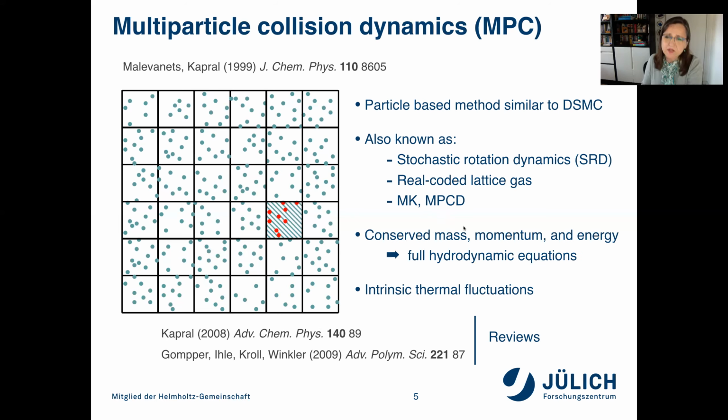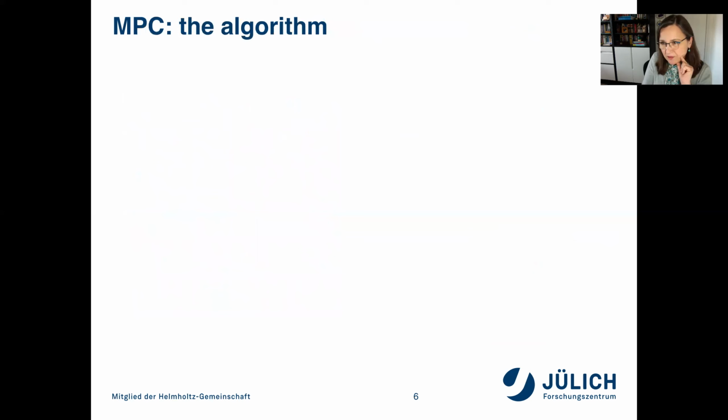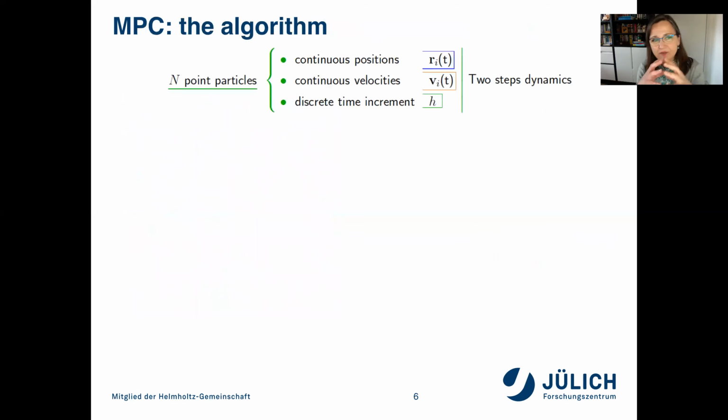And the main characteristic of the system is that it conserves mass, momentum, and energy, which means that the hydrodynamic equations are completely included. And it also intrinsically, by construction, includes the effect of thermal fluctuations, as you will see soon. So what is the algorithm? The idea is that if you want to take into account the solvent, you take into account point particles, and these point particles can have continuous positions in space.